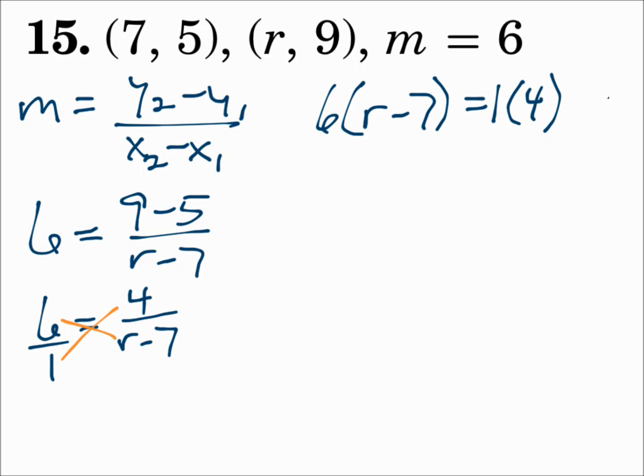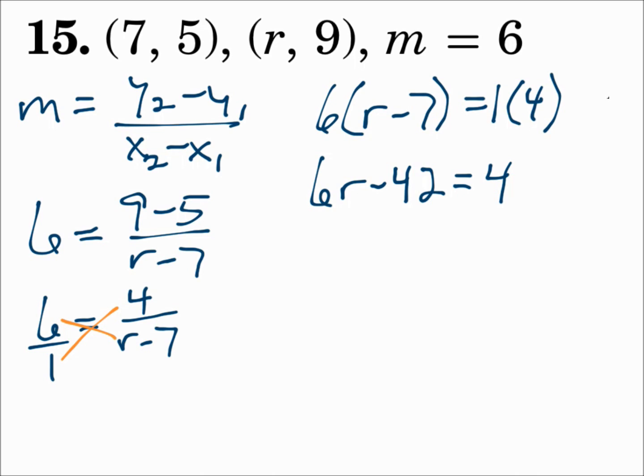And thinking ahead here, 1 times 4 is 4, and that's not divisible by 6. So let's go ahead and do the distributive property here. On the left, 6 times r is 6r, minus 6 times 7 is 42. And on the right, 1 times 4 is 4. Now remember, I did that because I know that 4 is not divisible by 6, so this will keep me from having fractions till the very end. And remember, you can distribute every time if you want. We were just saving a step by doing that before.